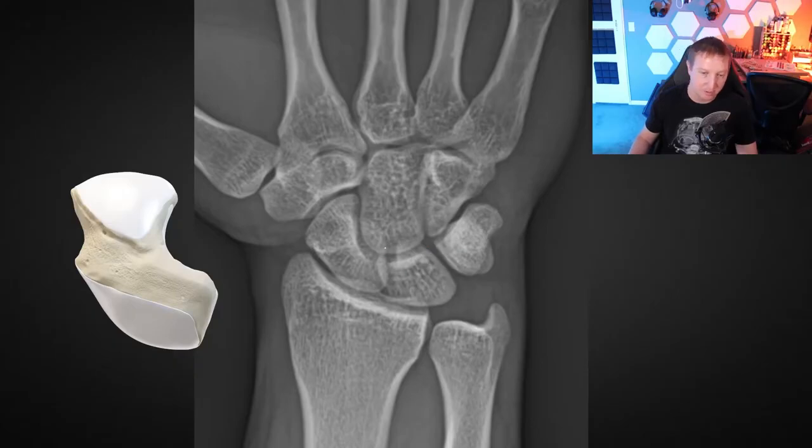And our scapholunate joint, because of the arc of the carpus, we don't see it that well. So we see a portion of the scapholunate joint, but then it kind of curls out this way and we kind of lose it a little bit. So if we were to measure it here, we'd probably measure it about there.